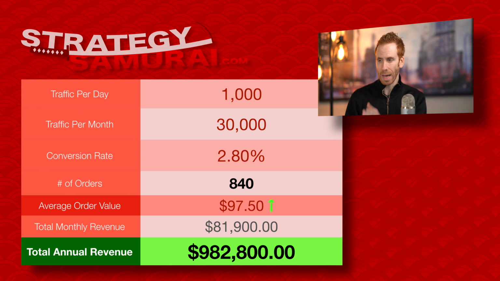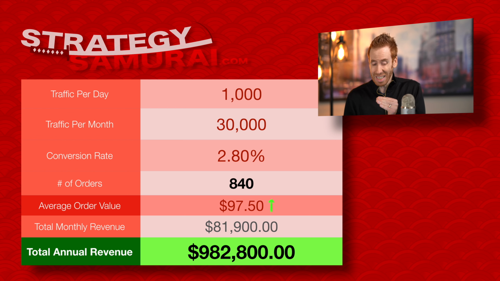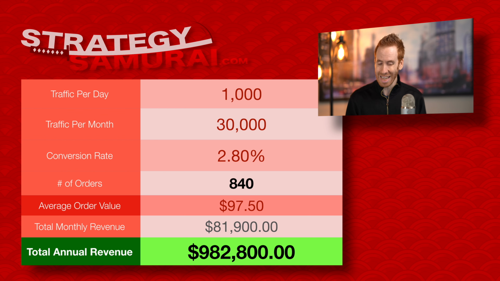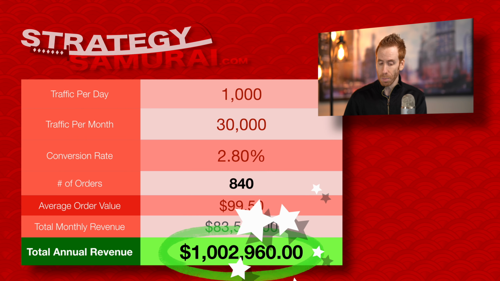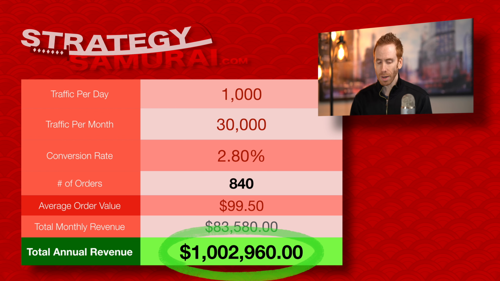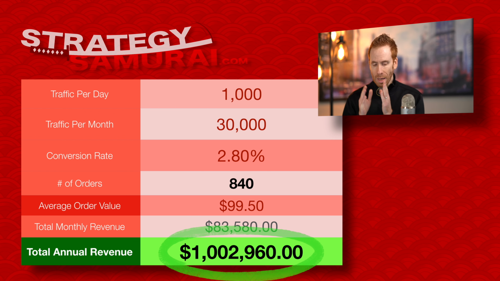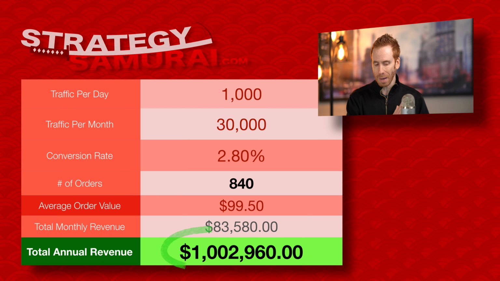$97.50? We add on additional shipping, rush shipping or some sort of option that just slightly increases the cart value. We're getting closer. What happens if we add one additional upsell or downsell and raise our average order value to $99.50? Boom, we're back to our $1 million business. What this is, is just playing around with the spreadsheet, doing the math, reverse engineering backwards.